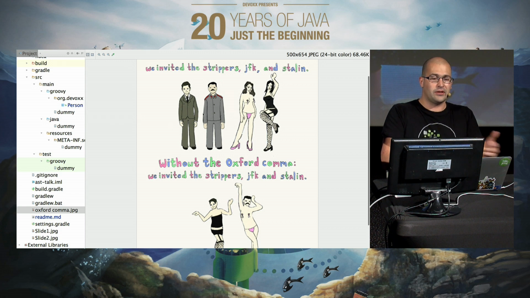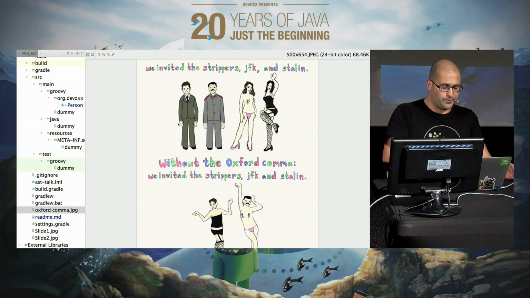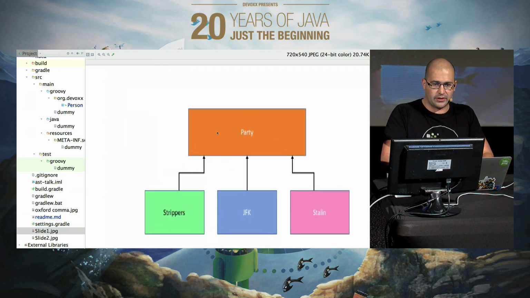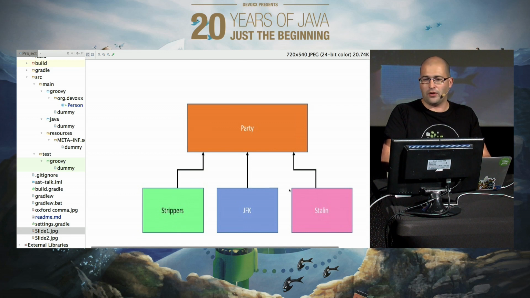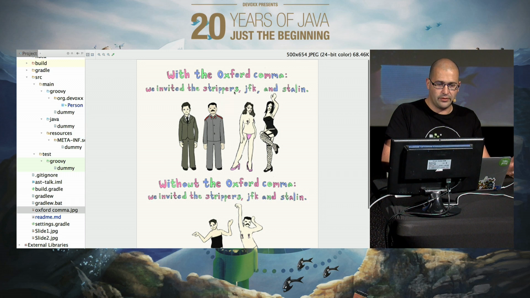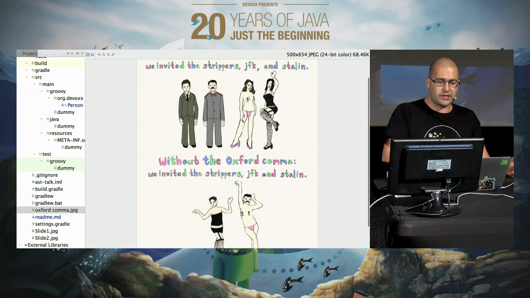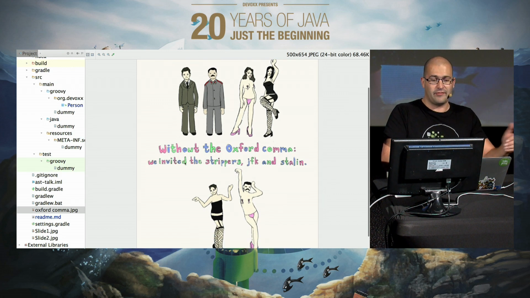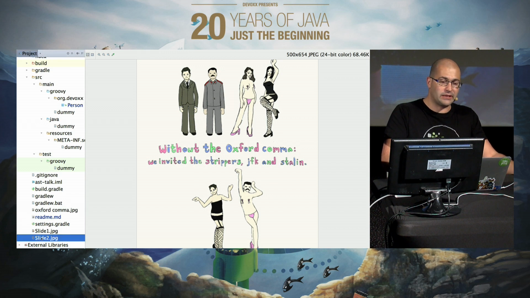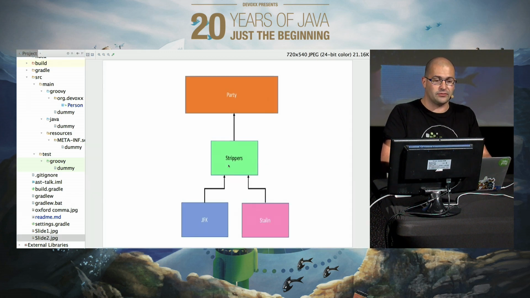And you can understand that we have three entities on the same level. This is the party that we have, and we have all three of them here. And now we remove one comma out of it, this one, and our sentence will be without this comma. We invited the strippers, JFK, and Stalin. What happened? The tree changed. Now we have a completely different structure that looks like that. Now we have strippers, which are JFK and Stalin.